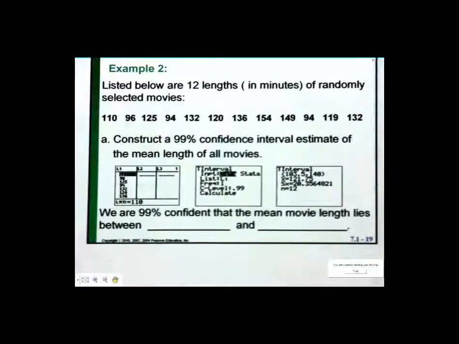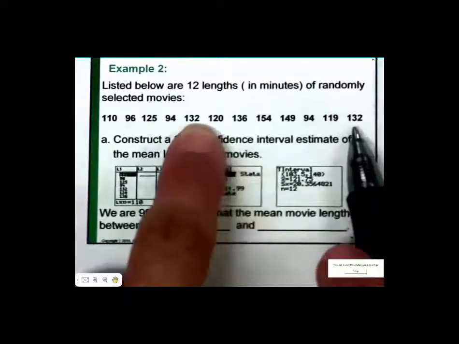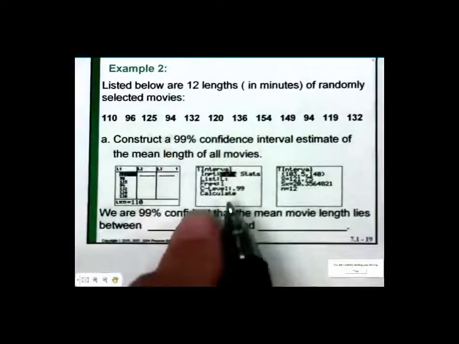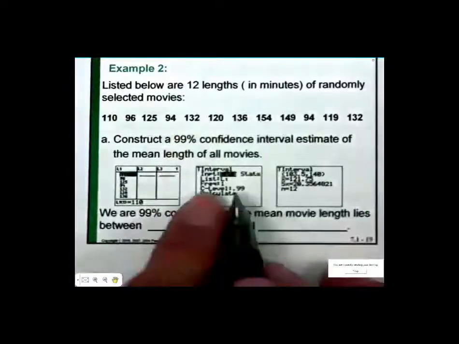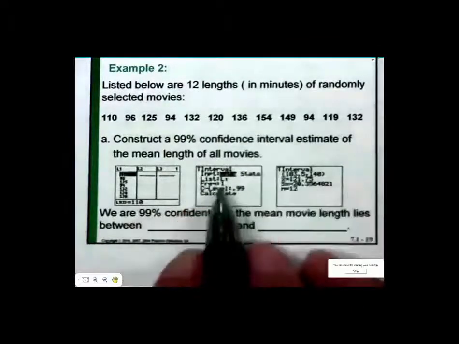If I had 2 movies, say, that were 132 minutes long, actually I do. I could either put in 132 twice, or I can just put in 132 once and change its frequency to 2. It's easier just to put it in twice. We couldn't change the frequency of just one movie right here. That would change the frequency of everything. So go ahead and enter the 132 twice.